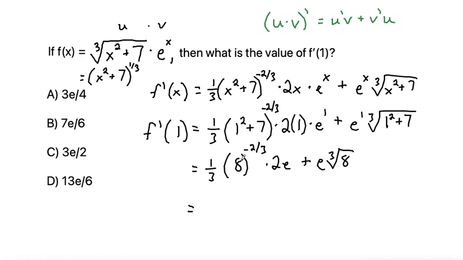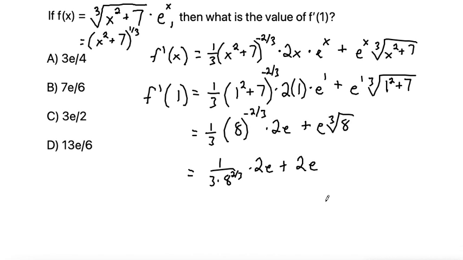And from here, to make the exponent positive, I can move it to the denominator. So I can make this 1 over 3 times 8 to the power of 2/3, times 2e, plus, now the cube root of 8 is 2, so that would be plus 2e. And then simplifying a bit more, the 8 to the 2/3 means the cube root of 8 squared. So what is 8 squared? 8 squared is 64. And what is the cube root of 64? The cube root of 64 is 4. So that makes 1 over 3 times 4 times 2e plus 2e.